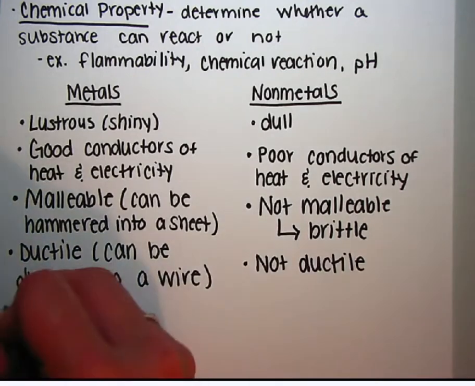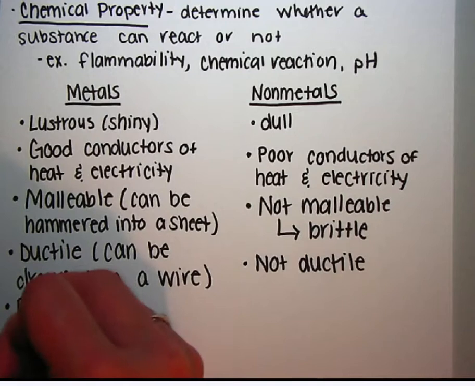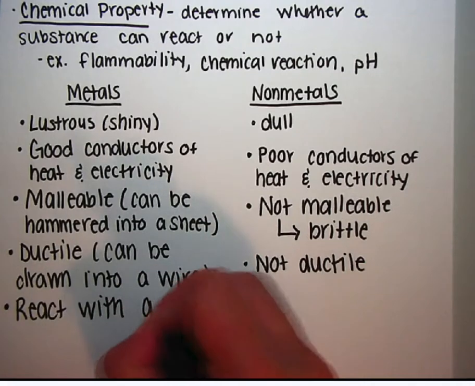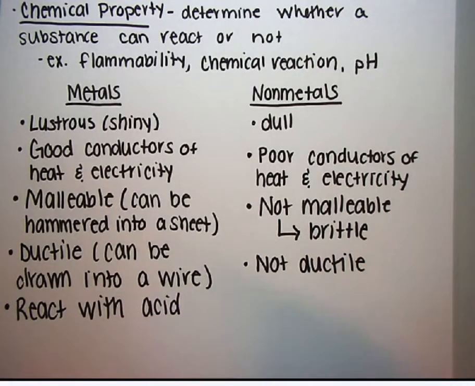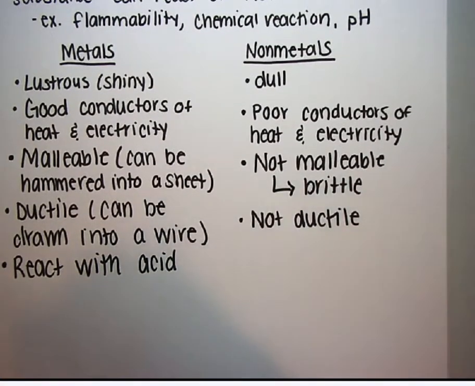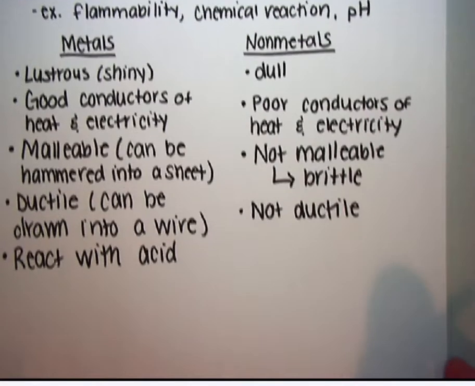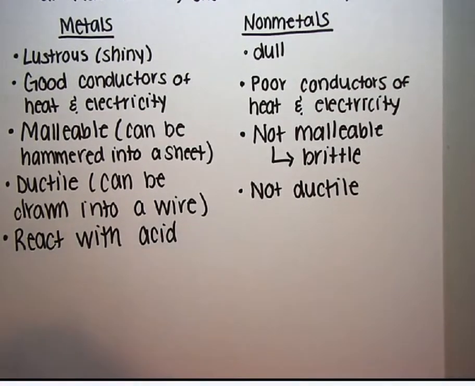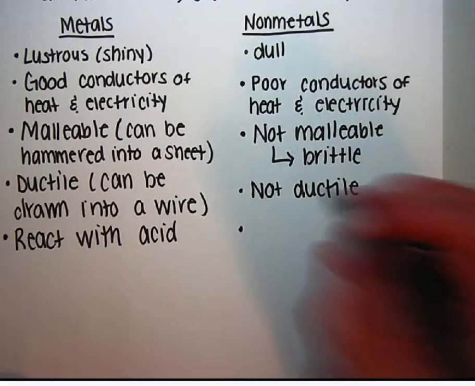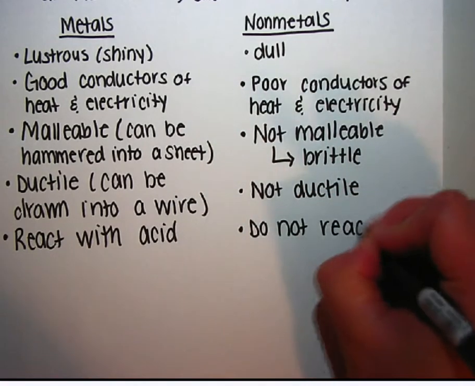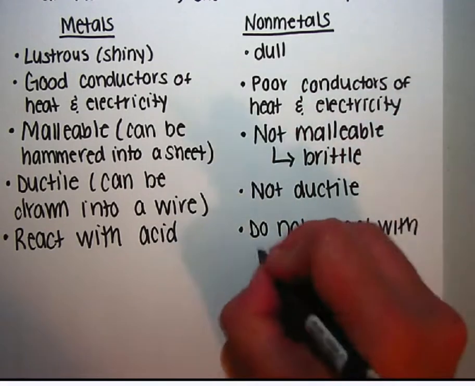Next, let's look at a chemical property. Our metals are going to react with acid. If we were to put a metal into acid, we are going to see some form of chemical reaction. It might produce gas. We might see that it starts bubbling. It might have a temperature change. We might see a color change, but we're going to see some type of reaction with acid. Nonmetals have the opposite properties. Nonmetals do not react with acid.